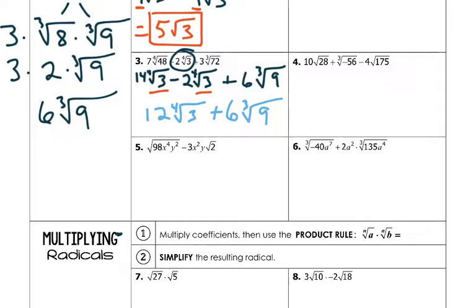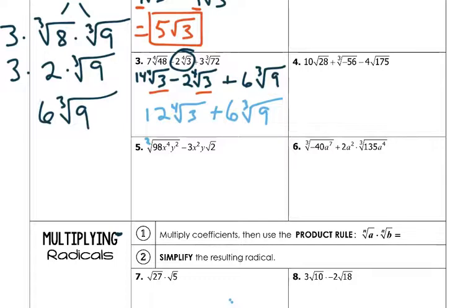All right, the square root of 98 x to the fourth y to the second minus 3x squared y times the square root of 2. So let's go ahead and simplify this. 98 is not a perfect square, right? X to the fourth is a perfect square. Y to the second is a perfect square. Remember what a perfect square is: any exponent that's divisible by 2 is a perfect square. 4 is divisible by 2. Y to the second, 2 is divisible by 2, of course.